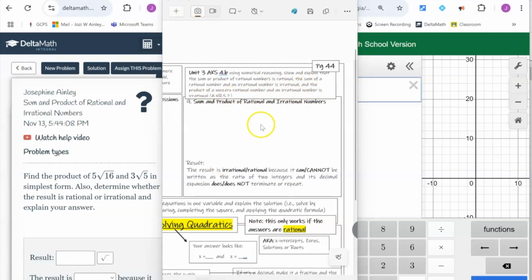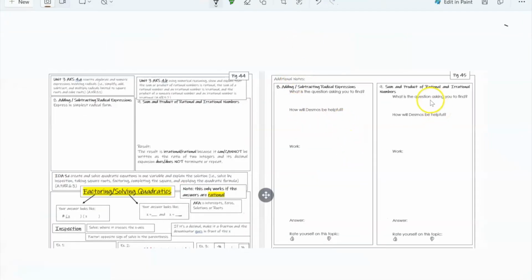Again, whichever question you're putting down is fine, but please remember to show yourself how to do this. So what is the question asking you to find? Whether it's sum, product, how is Desmos going to be useful, the work, your answer, and then rate yourself. I do want something written here. You're going to pick one of your questions. As I do my question, you're going to pause and do yours in the exact same fashion.